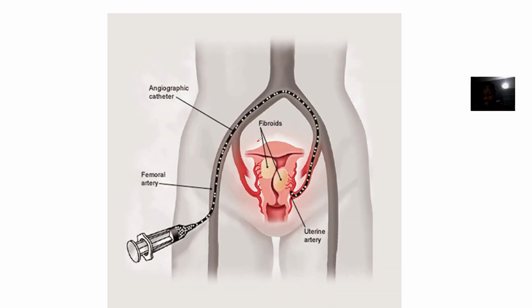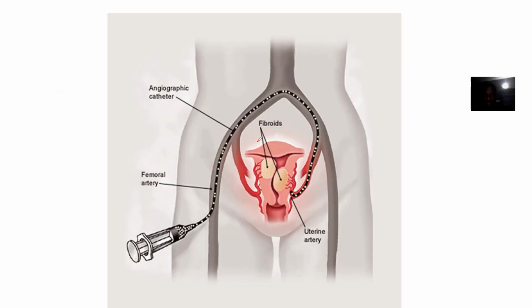So for the next one, we'll look at what is known as the uterine artery embolization. Of course, when they are talking about any artery and they are talking about embolization, you just have to know that you are blocking blood flow in that artery.